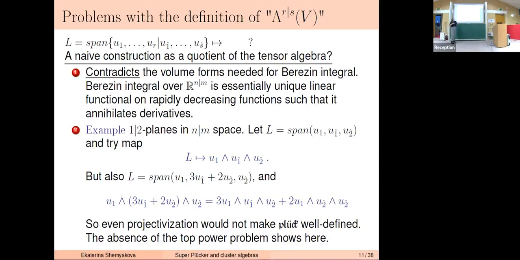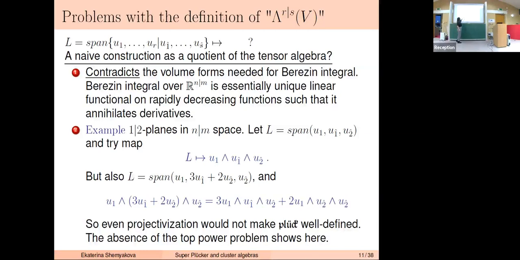And then let's try to have a similar map, right? So we just map the L into the wedge product of these vectors. If you ask me how I define the wedge product, I take a tensor algebra and the quotient by the anti-commutative relations, which is going to be slightly different. Of course, in the super case the sign is going to be slightly different, but it's the same algebraic construction. Why wouldn't it work?